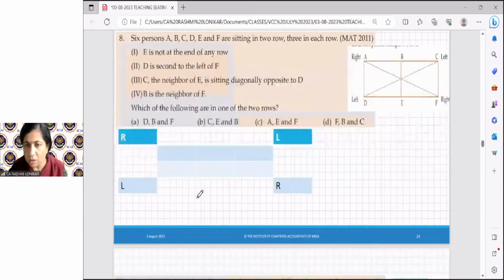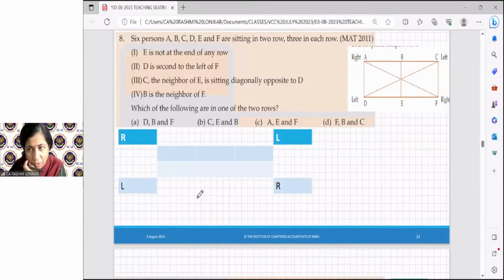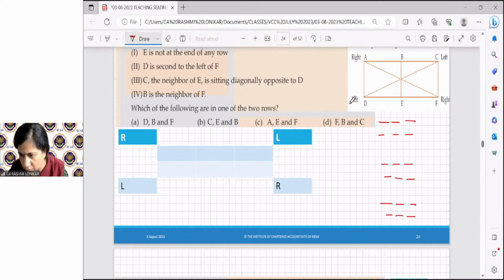Next question. 6 people are sitting in 2 rows, 3 in each row. E is not at the end of any row. Means what? 1, 2, 3 in each row. Okay, E is not at the end of any row means E will be in the middle position of this row or of this row. E may be in this row or here. This is an or. Okay, E is not at the end of any row.